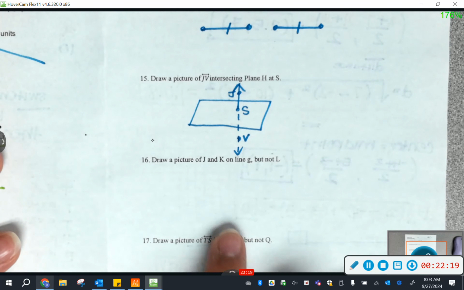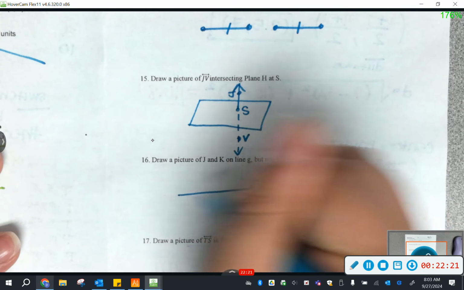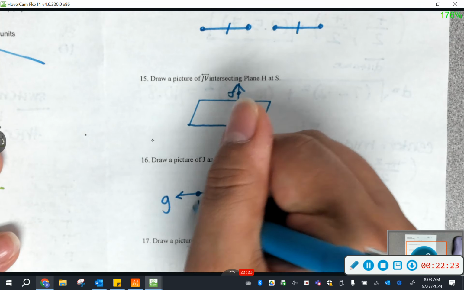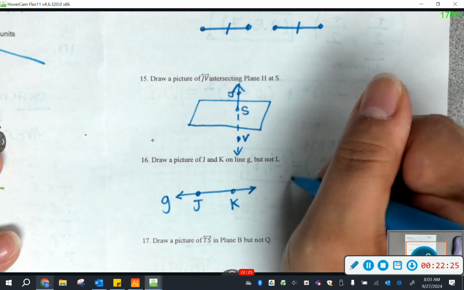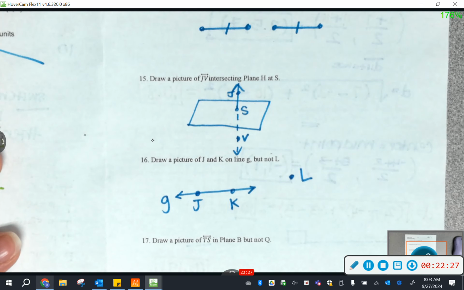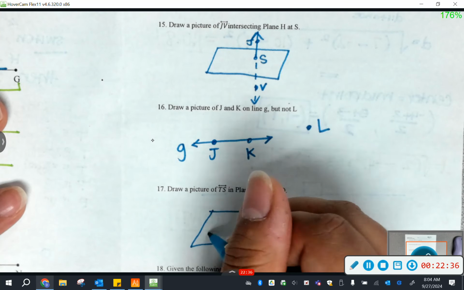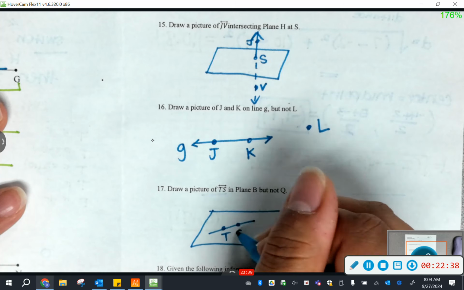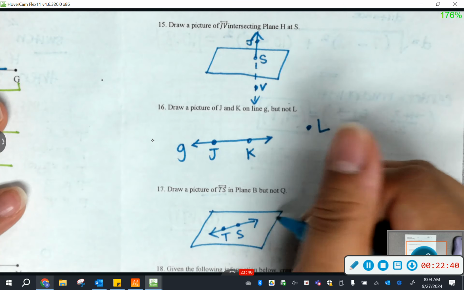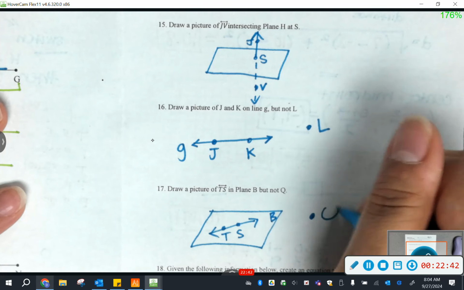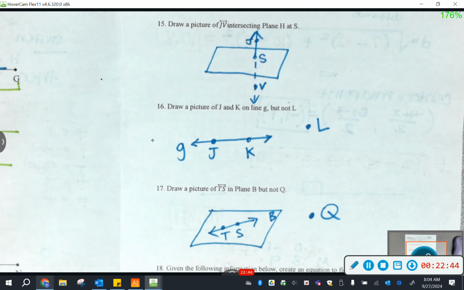Draw a picture of J and K on line G. Here's line G with J and K, but not L. L is not on my line. And then draw a picture of TS on plane B, but not Q. Q's chilling out here, but TS is on the plane.